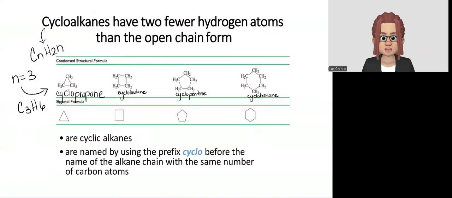When we are drawing the condensed or the skeletal structure for these, please notice that they have geometric figures. So cyclopropane is a triangle, cyclobutane is expressed as a square, cyclopentane is a pentagon, cyclohexane is a hexagon. You can also have cyclic systems that have 7 carbons, 8 carbons, 9 carbons, and 10 carbons. Simply, if you're given those structures, count the carbon atoms given by the geometrical figure.